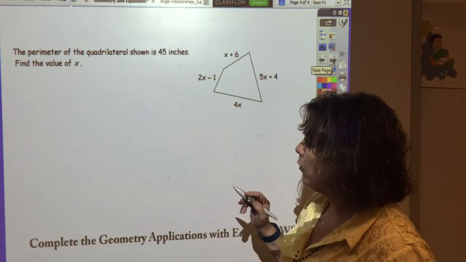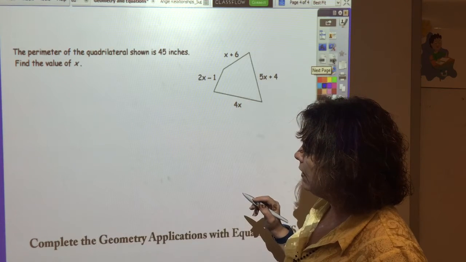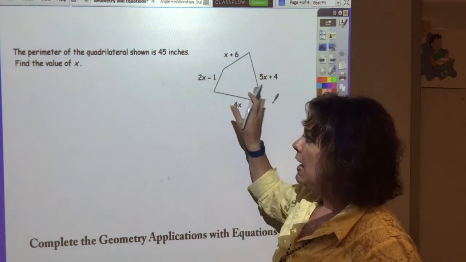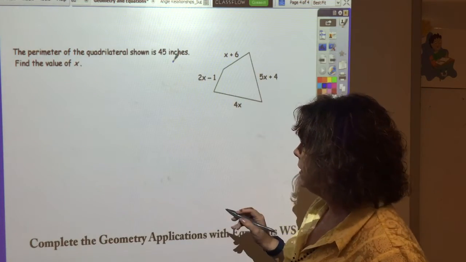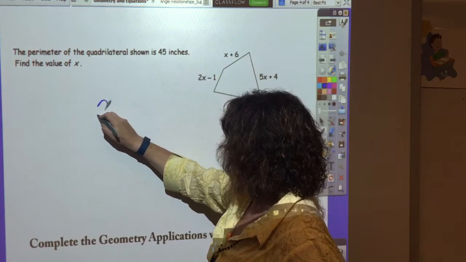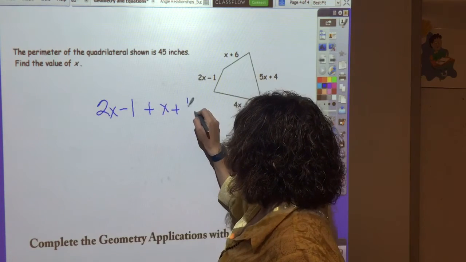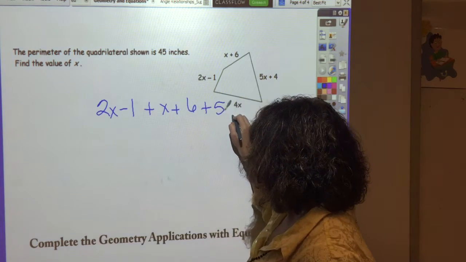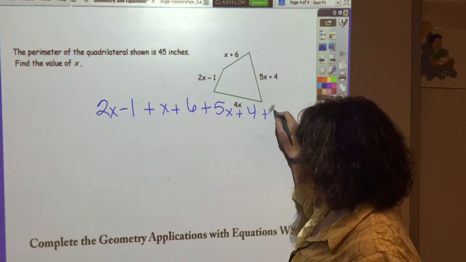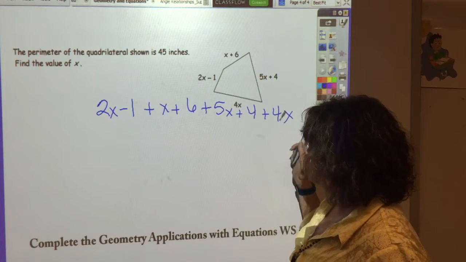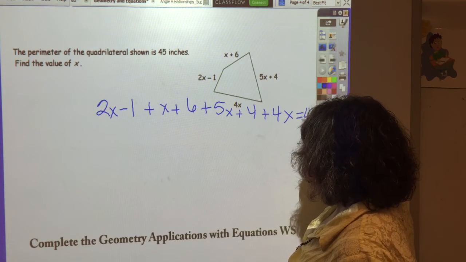The perimeter of the quadrilateral shown is 45 inches. Find the value of X. So again, I'm going to add up all the sides, and then the perimeter is 45. So I have 2x minus 1 plus x plus 6 plus 5x plus 4 plus 4x. That's all the sides, right? And then that equals 45.